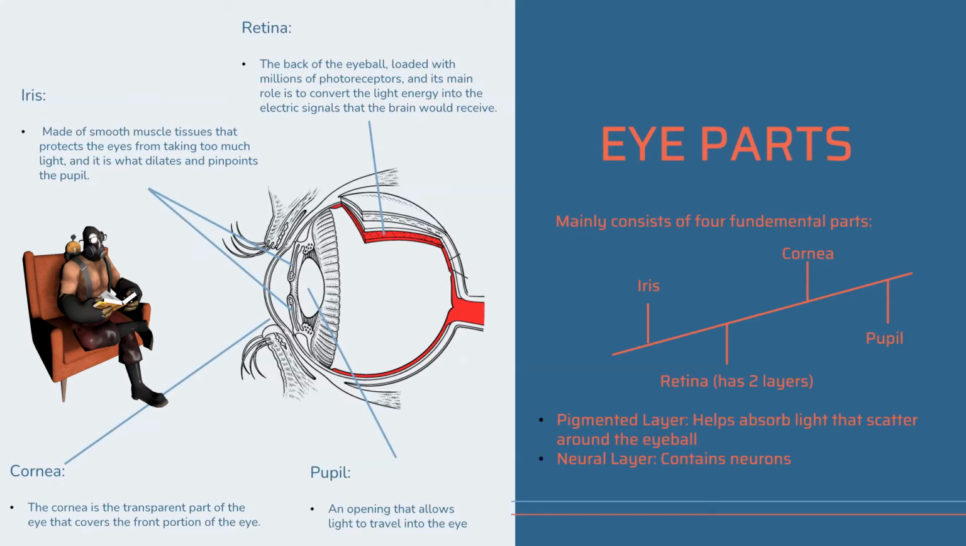And a quick side note, the retina consists of two main layers, which are the pigmented layer, and the other one is the neural layer. The pigmented layer helps absorb light that scatters around the eyeball.